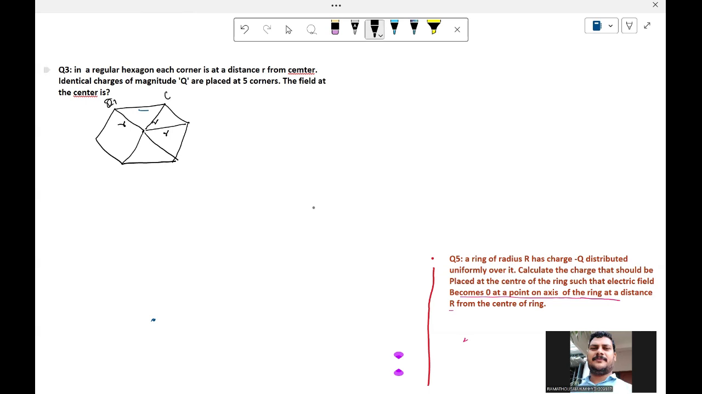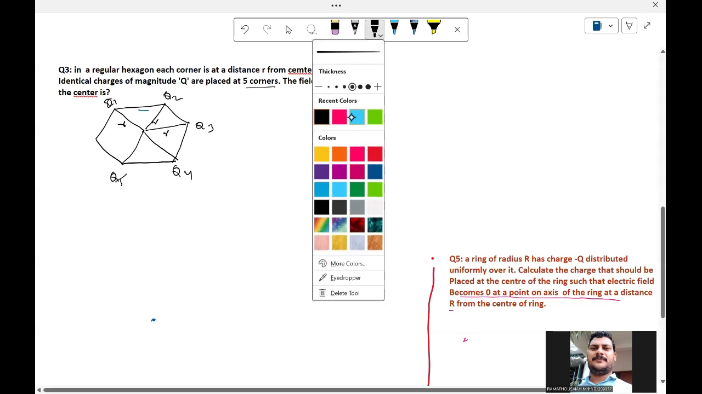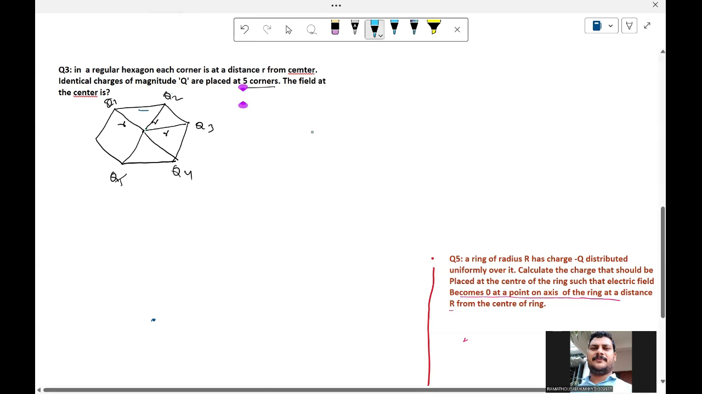Q1, Q2, Q3, Q4, Q5. 5 charges are placed at the 5 corners. The field at the center is asked. There are 2 ways you can find the field. These are the same charges, so the field due to Q5 and the field due to Q2 are equal in magnitude and opposite in direction, so they cancel.